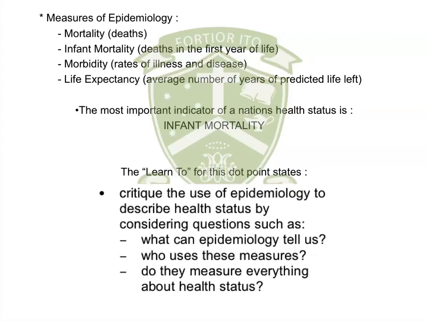when they were born. And just this point here, this is sometimes given as a multiple choice question. The most important indicator of a nation's health status is infant mortality. That's pretty crucial for you to remember. A lot of people mistakenly say it's life expectancy, but it is most definitely infant mortality.